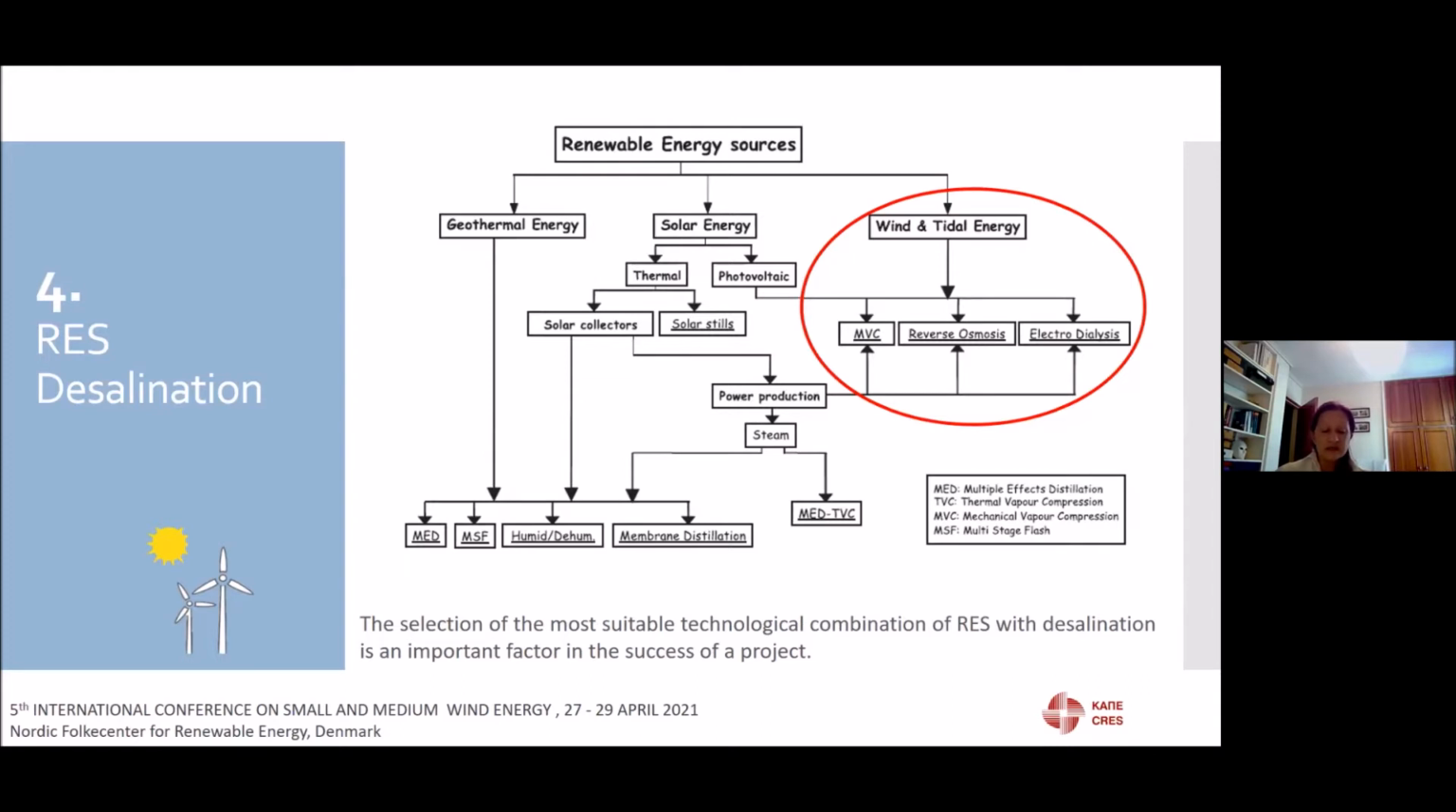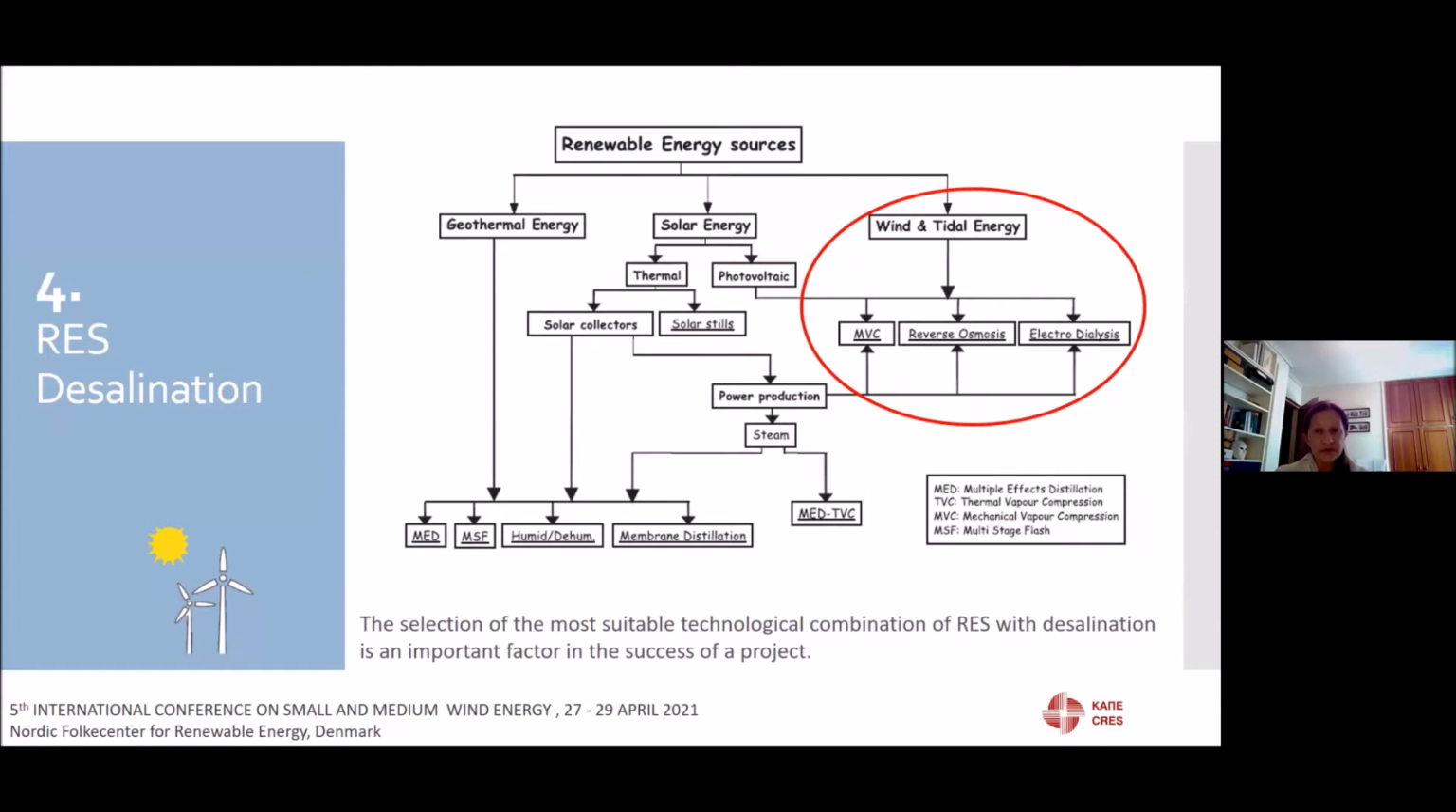Their applicability strongly depends on site characteristics, such as available water resources and the area's potential, on site remoteness, on the type of application, whether it is off-grid or on-grid, and on water demands regarding the required quality and quantity of the produced water. Most of the existing RES desalination plants are small-scale pilot units. So we can see here that wind turbines can be used to drive mechanical vapor compression, reverse osmosis, and electrodialysis.